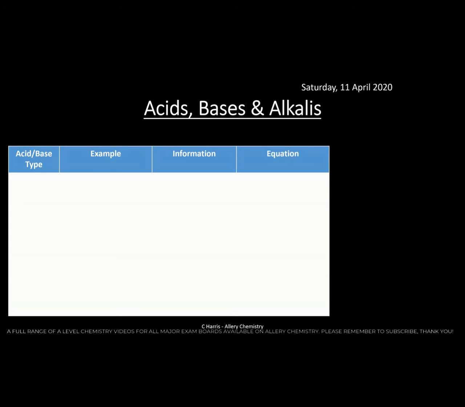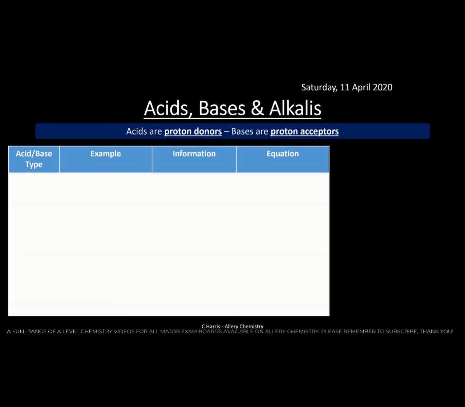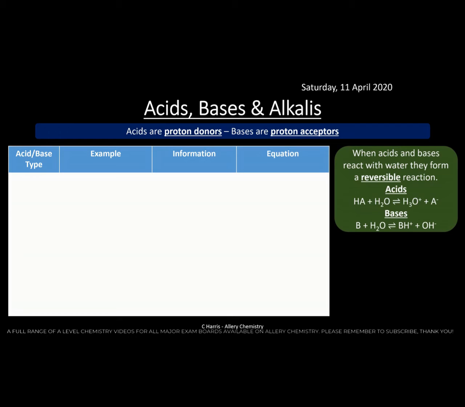Okay, so let's look at some acids, bases and alkalis. Acids are proton donors, so you may have seen this at GCSE a little bit. This is just going to expand on it a little more. Bases are proton acceptors. When we have acids and bases dissolved in solution, they actually exist in a reversible reaction. That means there's a forward reaction and a backward reaction. So there are two types of reactions here.